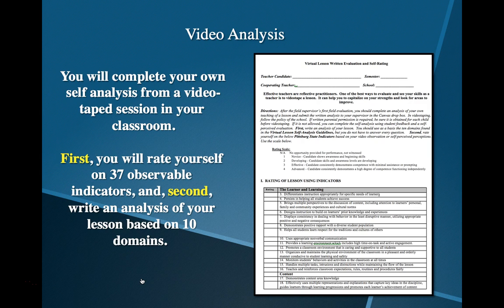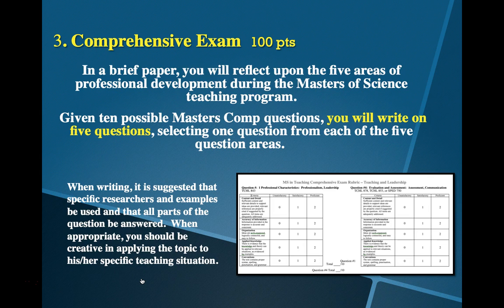As you turn in that, first you're going to look at 37 indicators that we use in our program to assess professional educators, and you assess yourself on a scale of 4. It just gives you a way to look at what we see sometimes as effective teaching, and you can see basically how you see yourself. And then after that, you write your 10 different domains in a narrative paragraph for each.